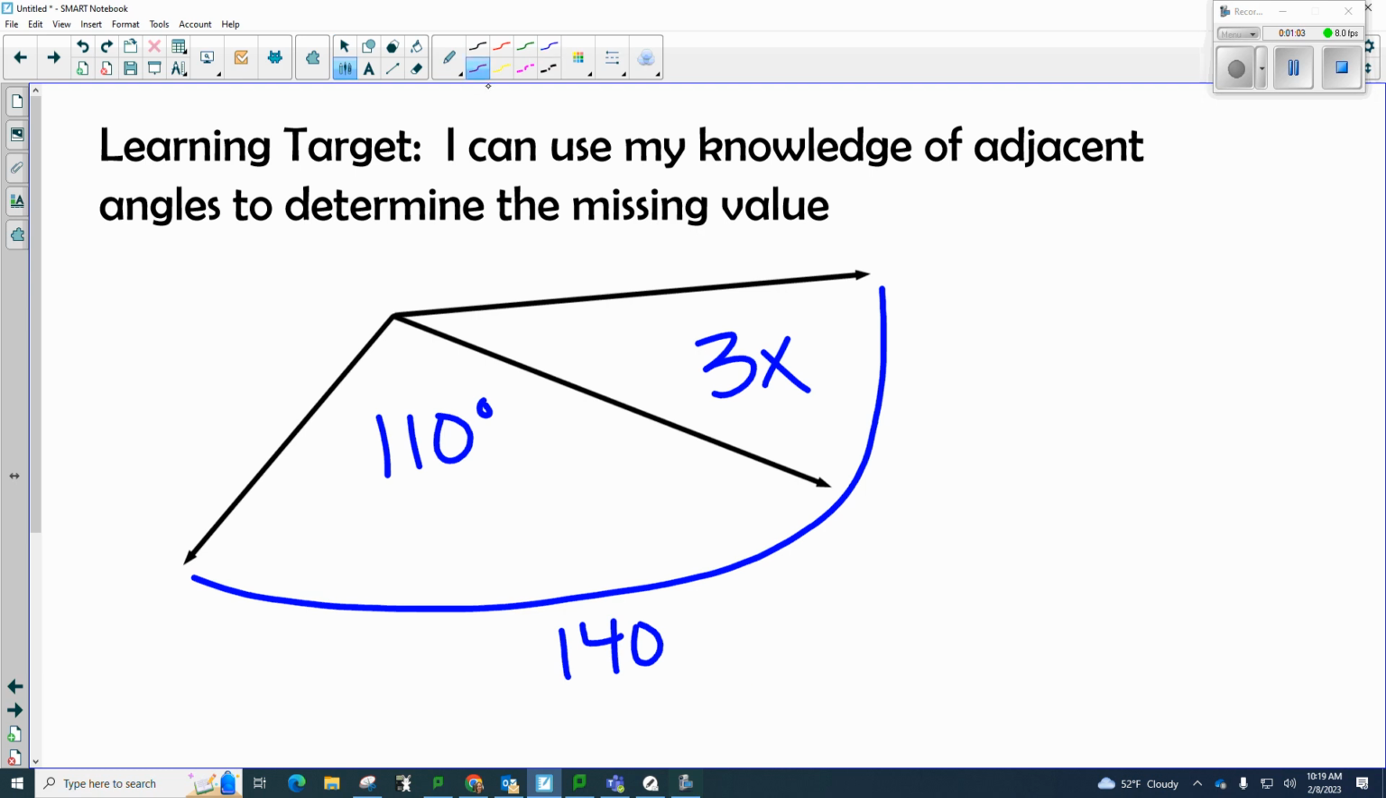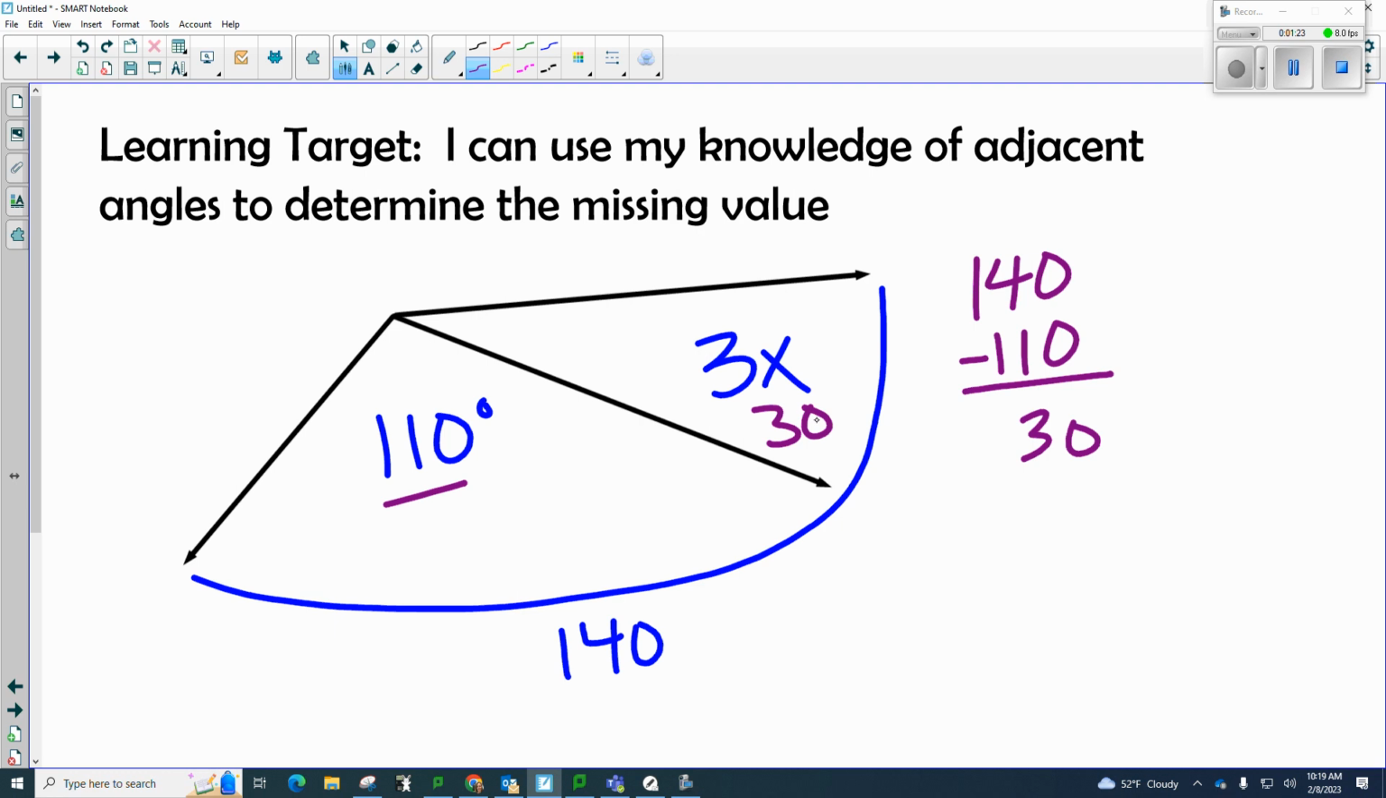Okay, now since we know that the whole thing is 140 and this one is 110, remember we can subtract one of the smaller ones to figure out what is the other smaller angle equal to. Okay, so in this case, we just found that that has to be equal to 30.